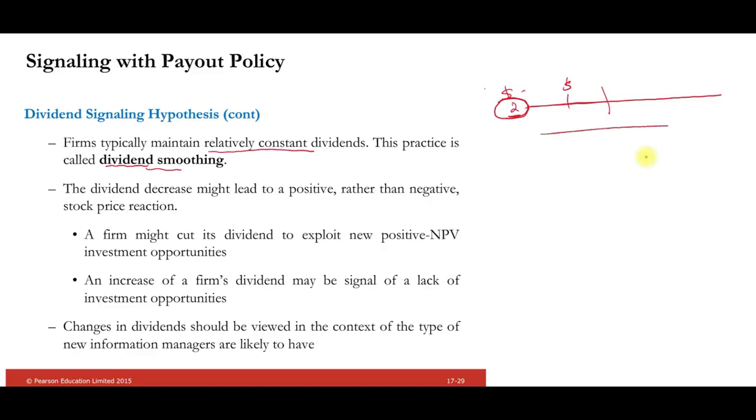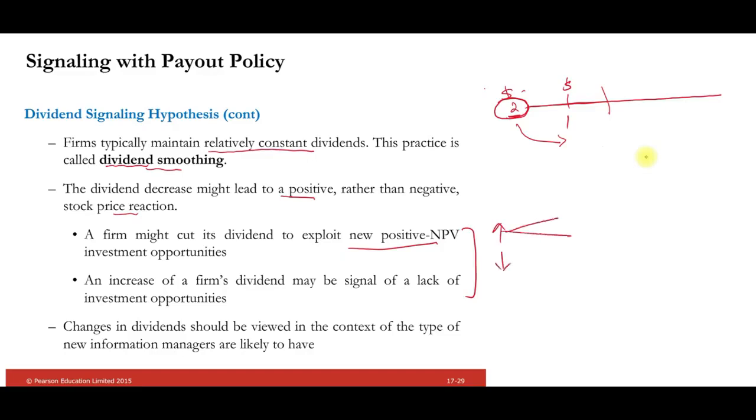Okay, so a dividend decrease might lead to a positive rather than a negative stock price reaction. So for instance, dividend from 2 to $1, the company may cut the dividend. For instance, I just told you that the company might pursue some investment opportunity. When the company reduces the dividend, it's a signal in the market that the company is retaining because the company wants to do some investment. An increase of dividend may be a signal of a lack of investment opportunity. So every increase or decrease in the dividend could be a signal.